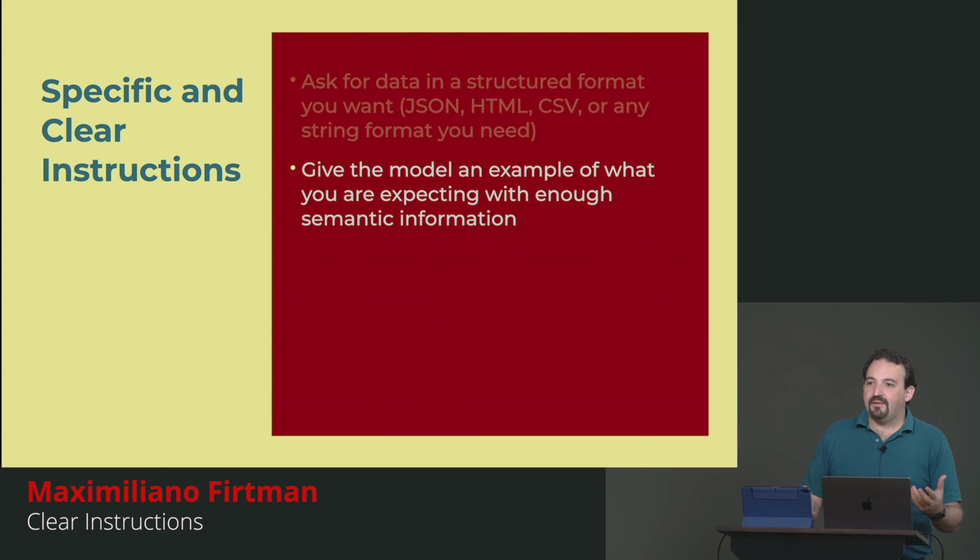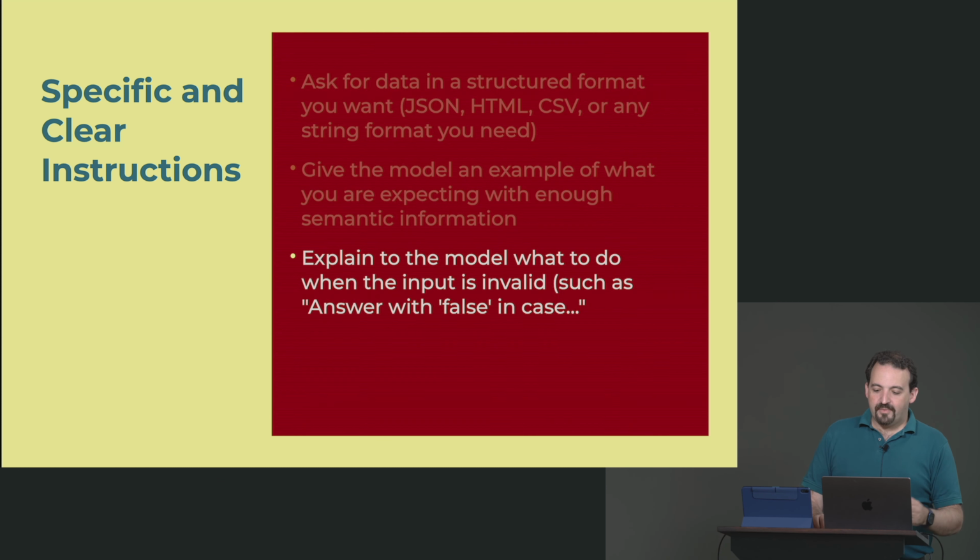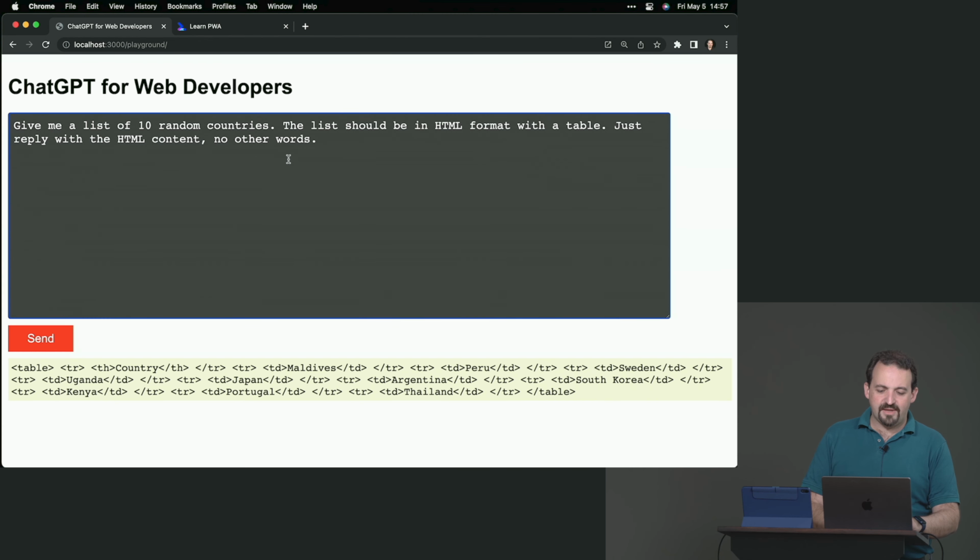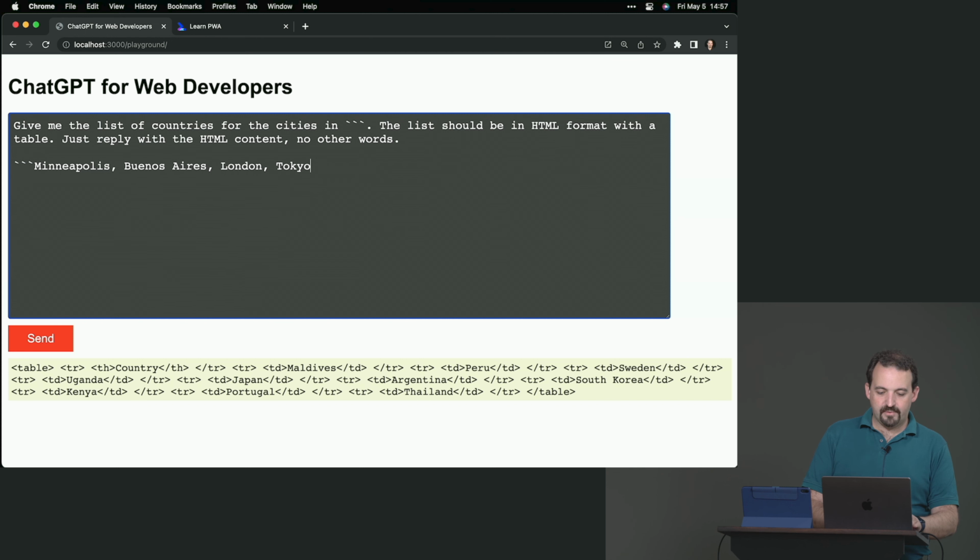So if you have your own format, you can actually say that. And you can explain to the model what to do when the input is invalid. This is really cool. Let me show you that. And we're going to use that later. But let's say that I will say, give me the list of countries for the cities in triple backtick. So I will say here a list of cities. Let's say Minneapolis, Buenos Aires, that's my hometown, London, Tokyo, something like that.